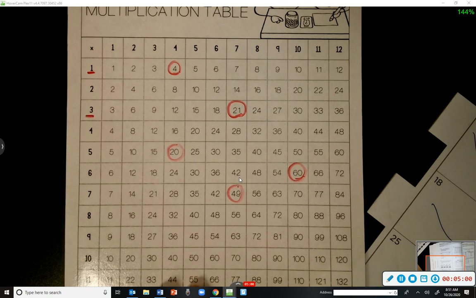Now I'm going to be calling out problems, and I want you to practice using the multiplication chart. What would be the answer to 8 times 3? 8 times 3. Bryson?